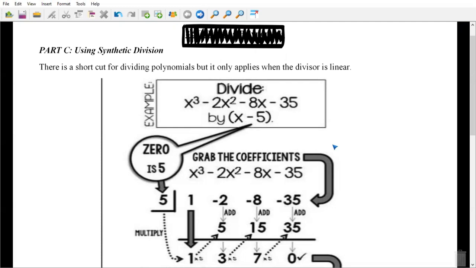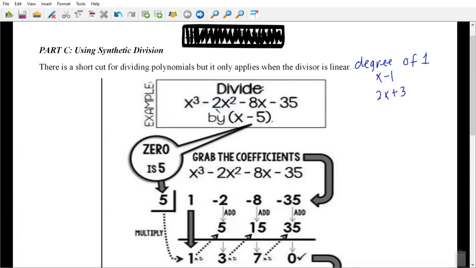Polynomials, we're going to talk about synthetic division, okay? There is a shortcut for dividing polynomials, but it only applies when the divisor is linear. A linear divisor means that you have a polynomial with a degree of 1, right? So linear divisors are x minus 1, 2x plus 3, et cetera, right?